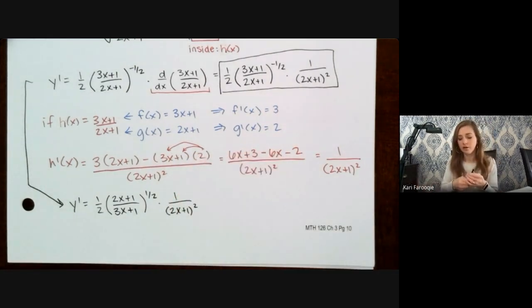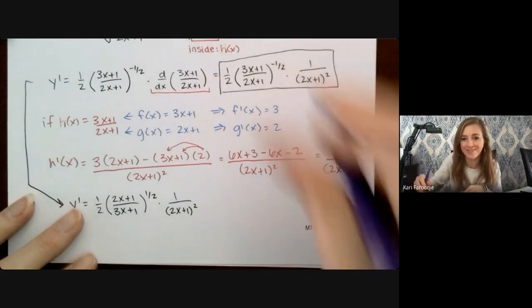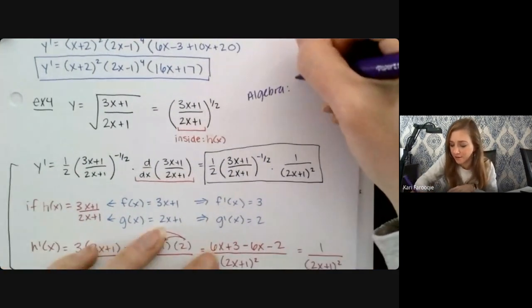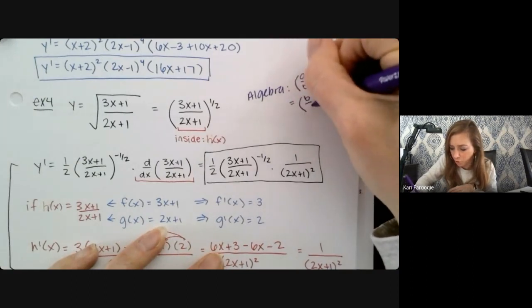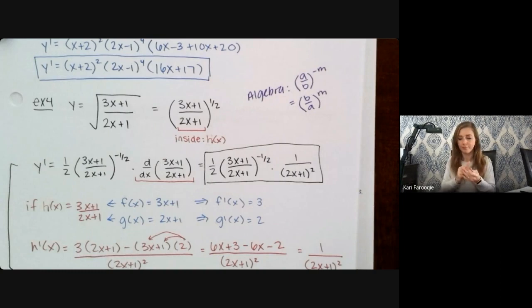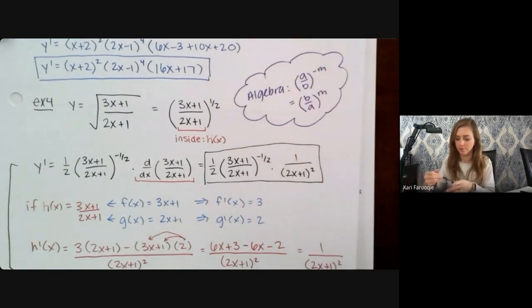I want to say the rule is, I'm writing and you can't see it. Algebra. It's like a over b to the negative m is b over a to the positive m. Something like that. But this is a rule that we're using here to simplify.